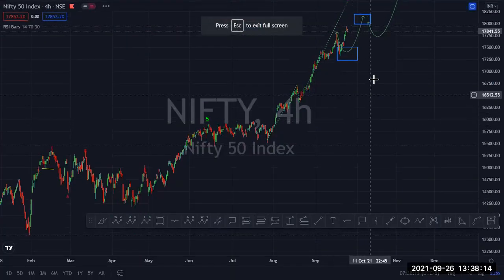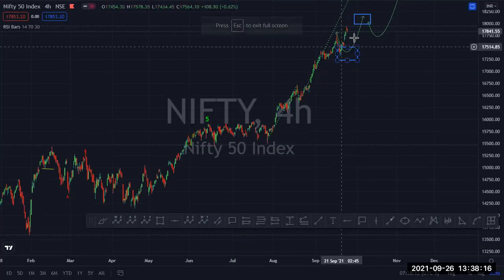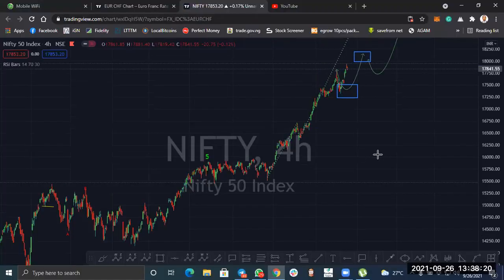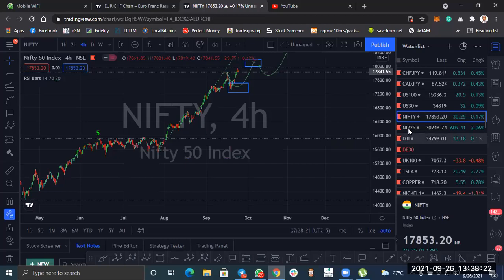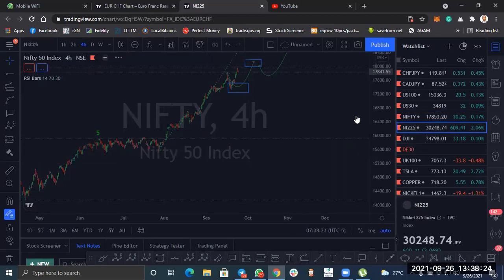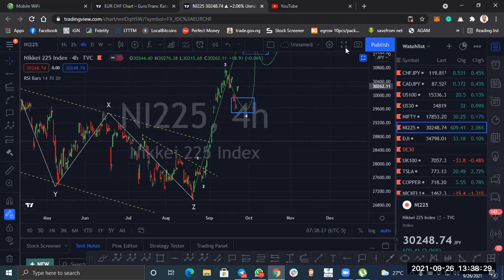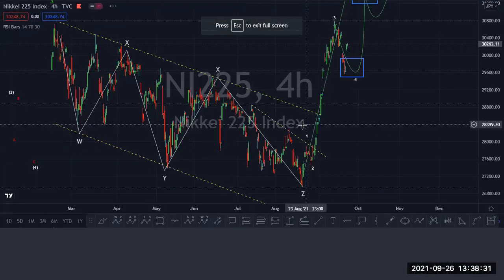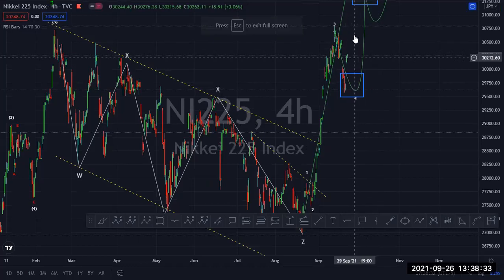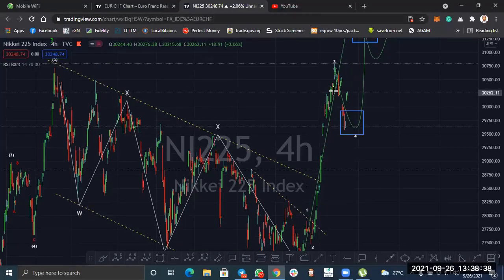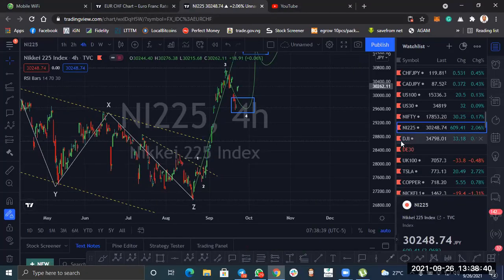Okay, so here we said it will turn. It's turned here. It didn't go deeper than other pairs. Nifty didn't go deeper than other pairs. Nikkei also didn't go deeper like other pairs. Nikkei turned at our level. You can see it's going up now again. So you join the buyers when you get into a pullback based on 1 hour.